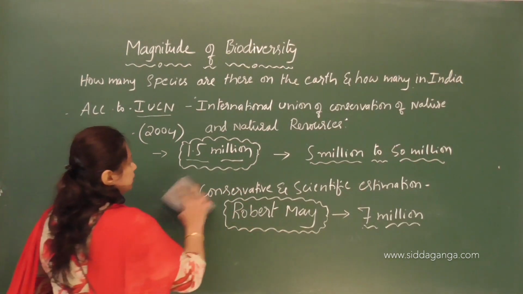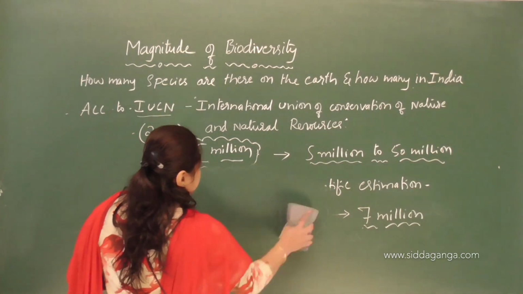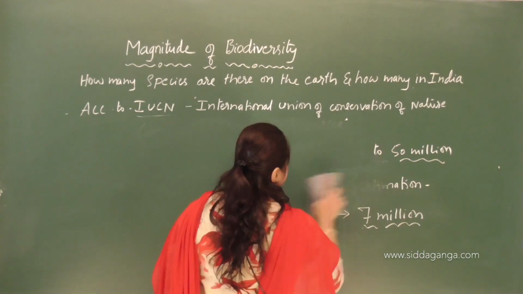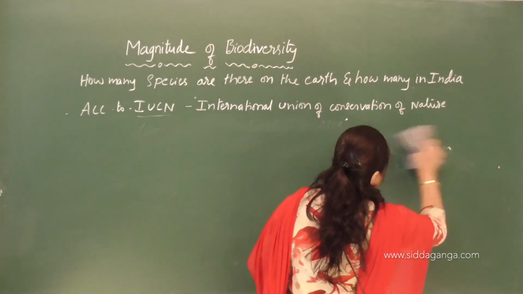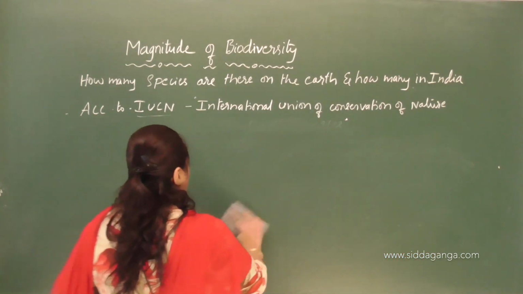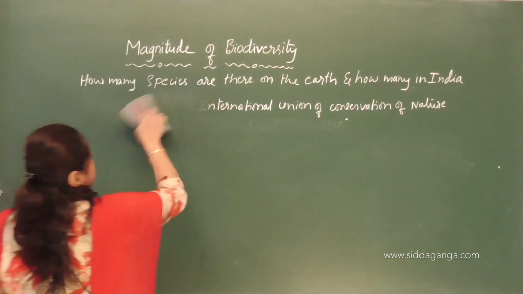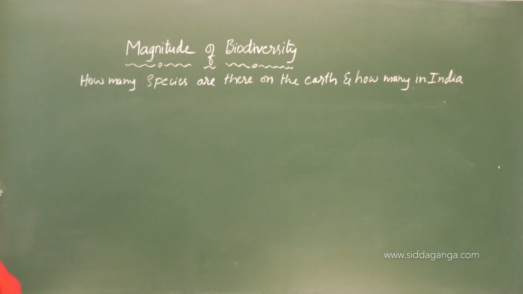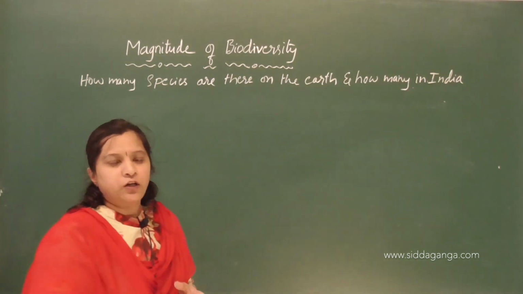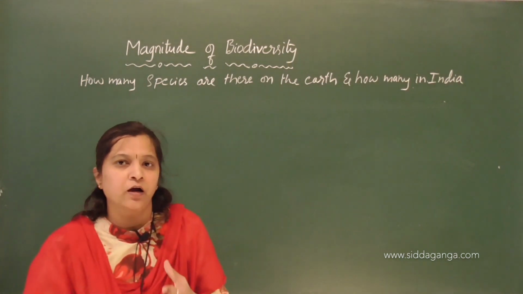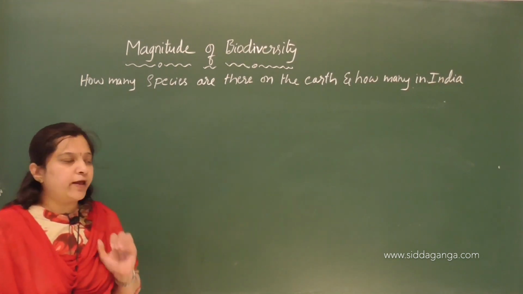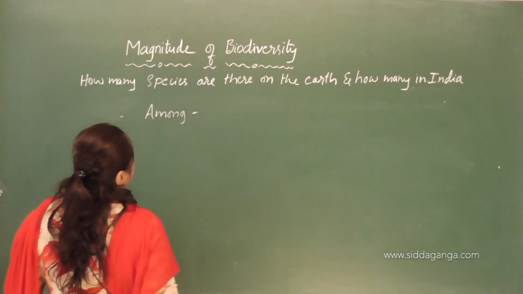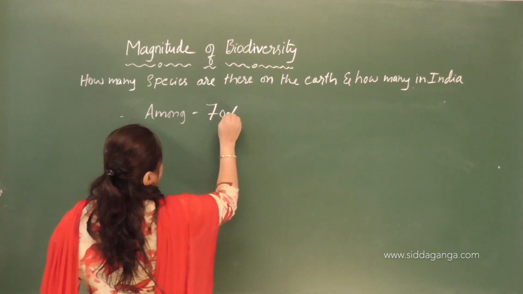Then, of the total number of plant and animal species which have already been discovered and described, among them 70% are animals.